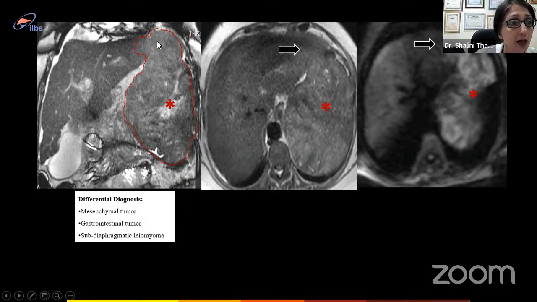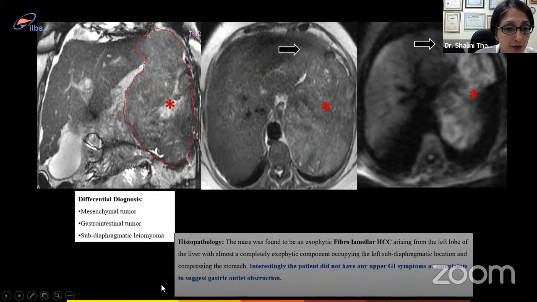And our biopsy was really surprising. This was found to be a fibrolamellar HCC arising from the left lobe of the liver, completely exophytic in its component with a large central scar. So, a very, very atypical presentation of that. This is a 51-year-old male.